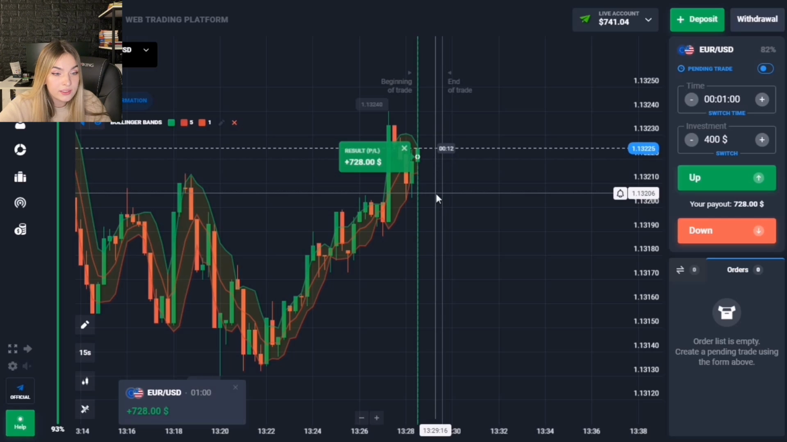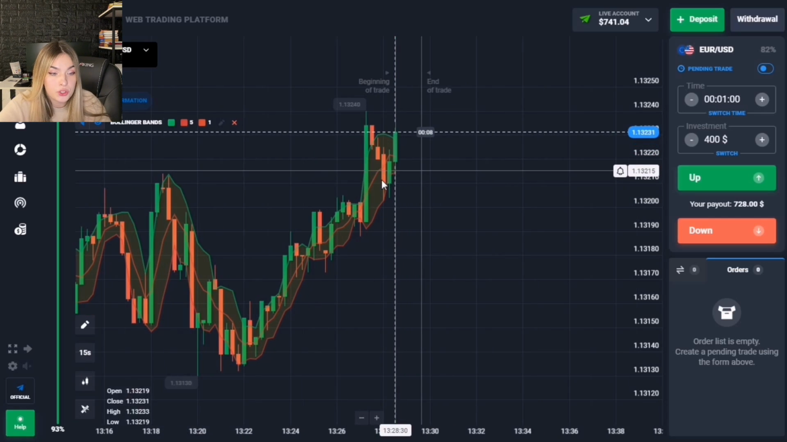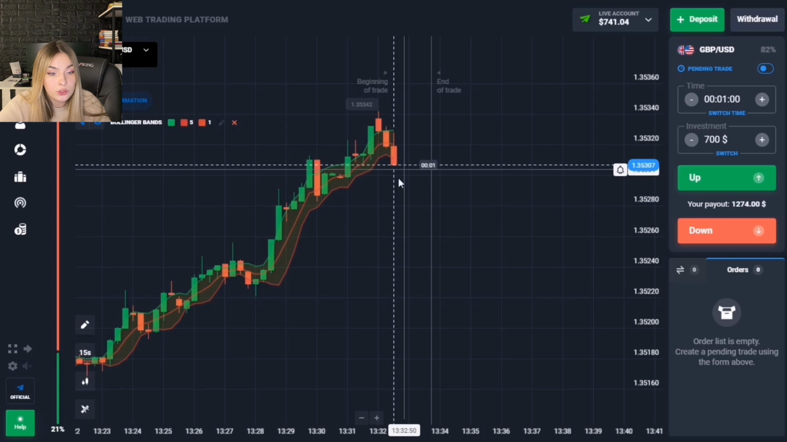Well, it's quite good that a pullback has occurred and we get a profit. Let's continue to consider the following situation in the market. Here we see that there is a good confident uptrend.